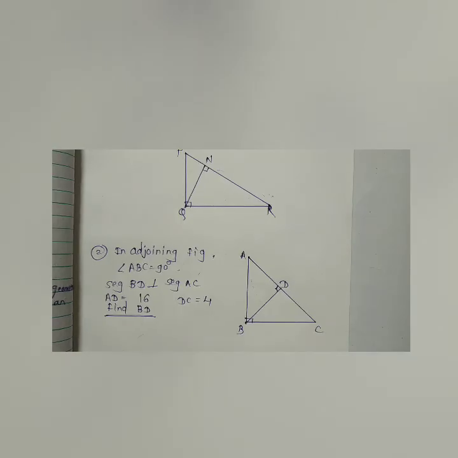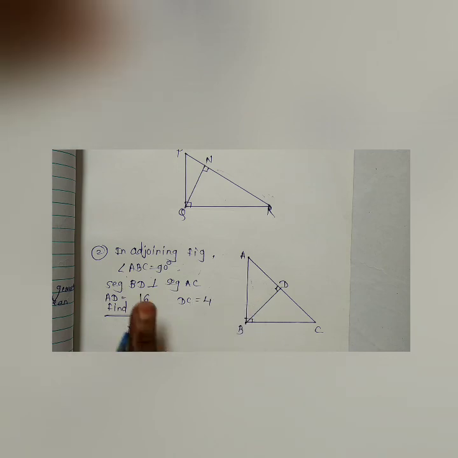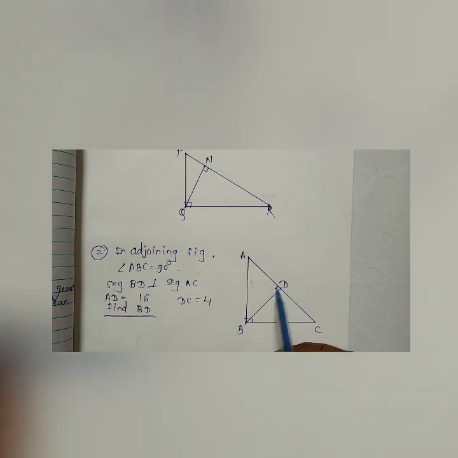Now, example number second. In the adjoining figure, angle ABC is equal to 90 degree. Segment BD is perpendicular to segment AC. AD is equal to 16. DC is equal to 4. Find BD. Here segment BD is perpendicular to segment AC, and we have to find the length of BD. Okay. Thank you.